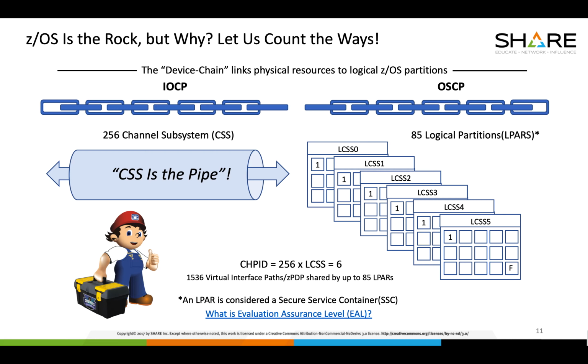Now, by this point, we have two halves of what is referred to as a device chain. On the one hand, we have an IOCP and all of its linkages, and on the right hand, we have the OSCP, the operating system control program, and all of its linkages. But we don't yet have the full addressability that's necessary for an individual LPAR to actually be able to talk to the hardware and conversely talk to the network itself.